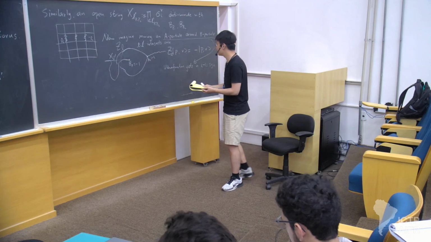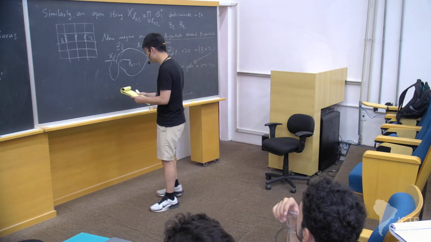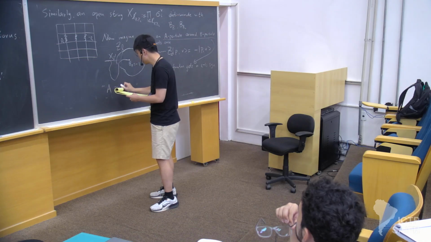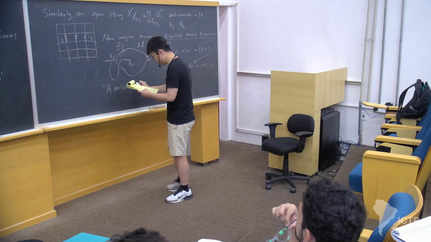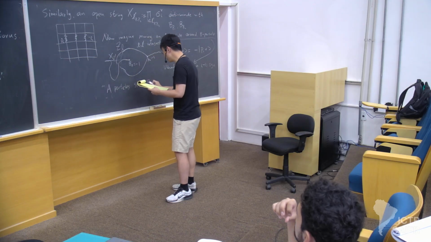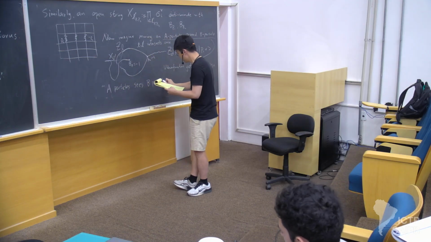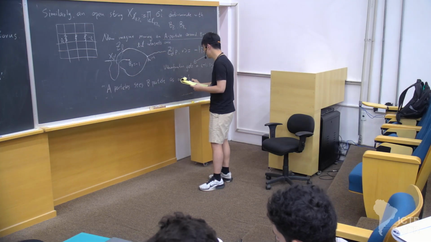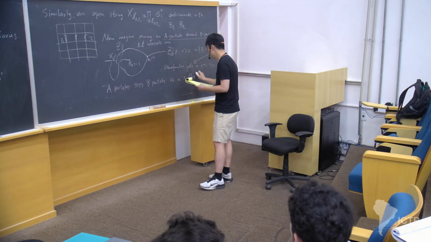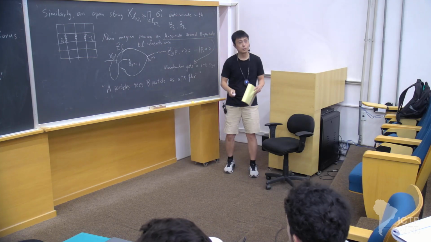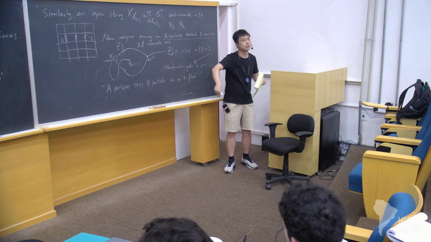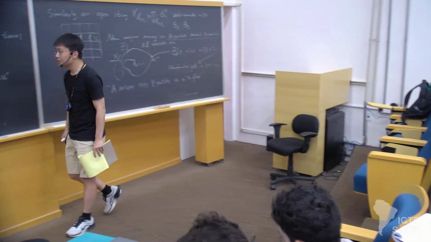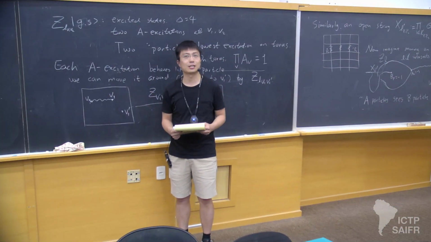So the jargon sometimes people use is to say that this A particle sees the B particle as a pi flux. Right? So pi flux really means e to the i pi is -1. The reason for using this kind of wording is to remind you about electromagnetism.